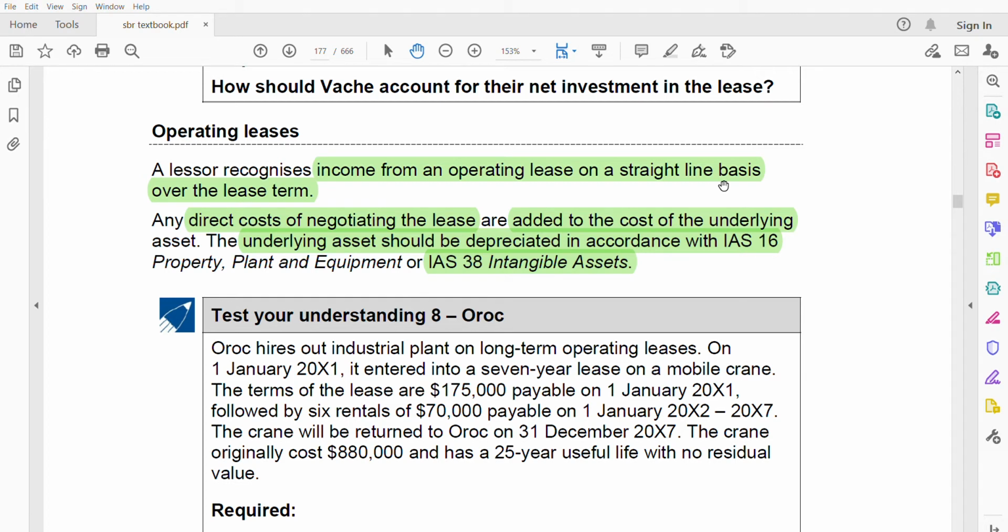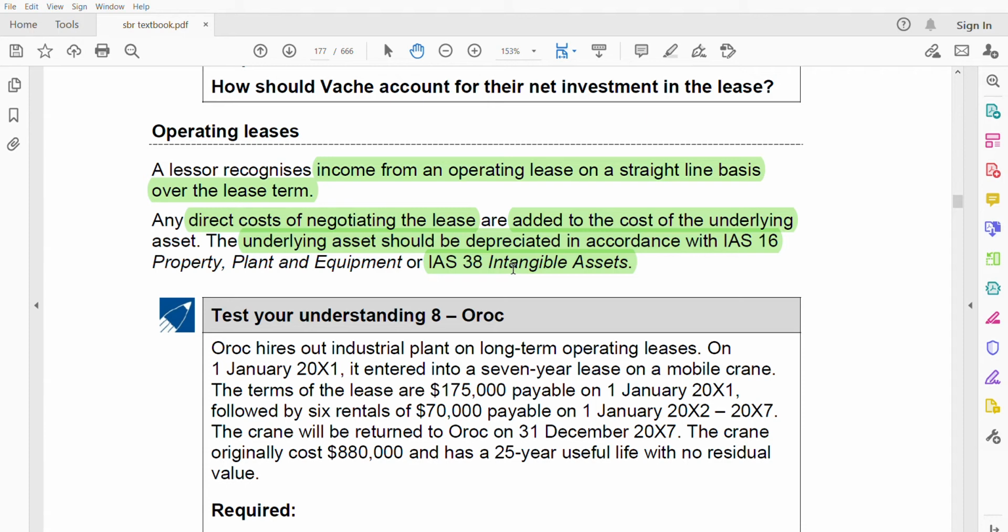Because that cost, when you're adding it to the asset, your asset value goes up. For that additional cost which you have added to the asset, you need to calculate depreciation. So the depreciation you calculate is under IAS 16 if it is tangible, IAS 38 if intangible. The same way we did for lessee accounting when we were calculating the right of use asset. For that right of use asset, what did we do? We depreciated, right?